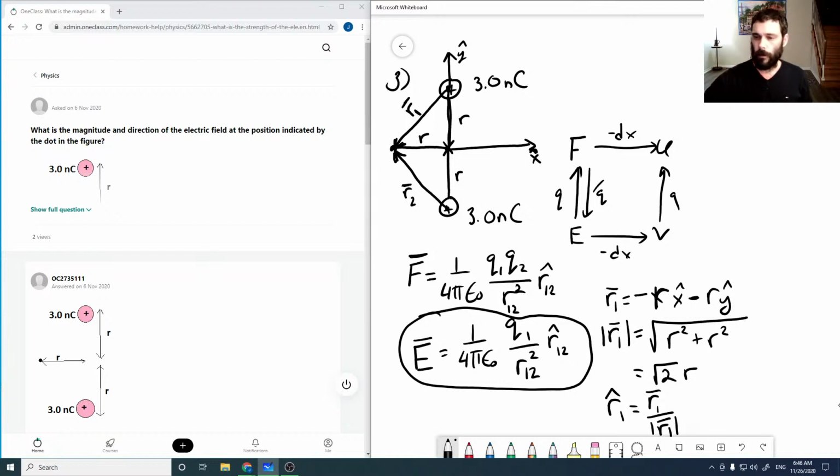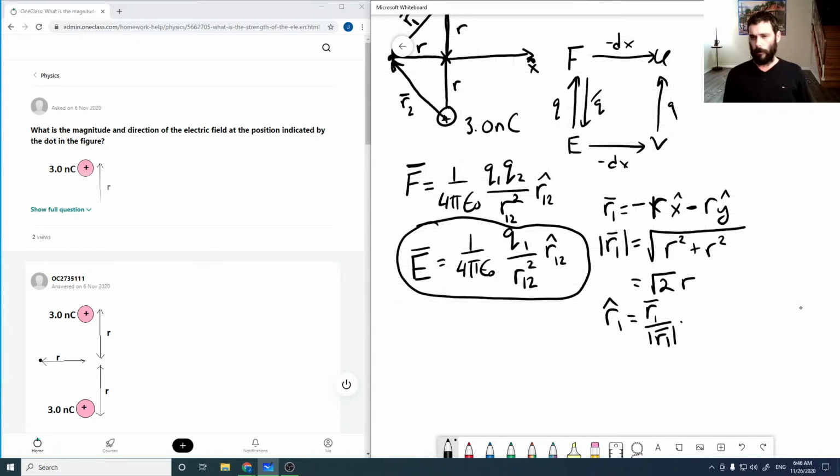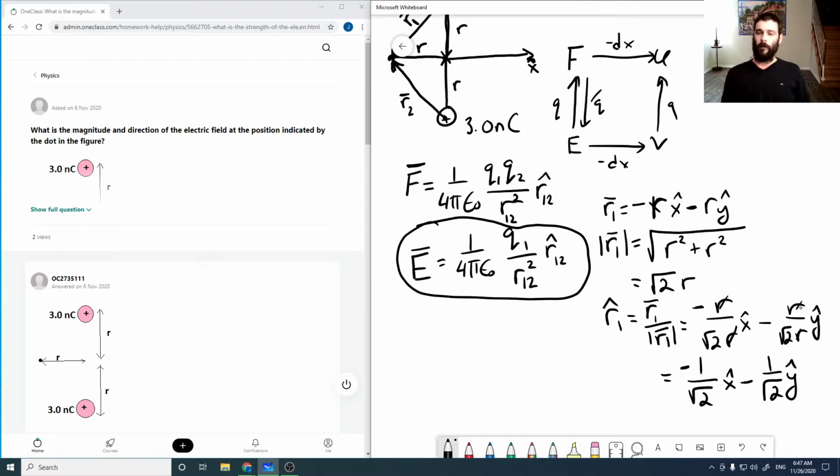Which equals minus R over root 2R x hat minus R over root 2R y hat. So the R's will cancel, giving us minus 1 over root 2 x hat minus 1 over root 2 y hat. Okay, so there's all of our stuff for our R1 vector.